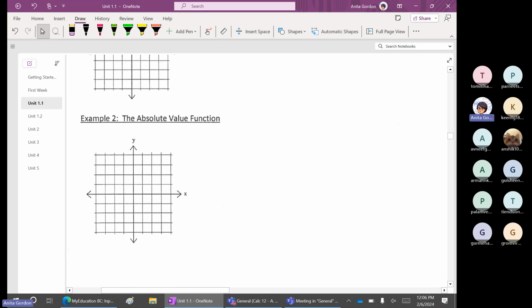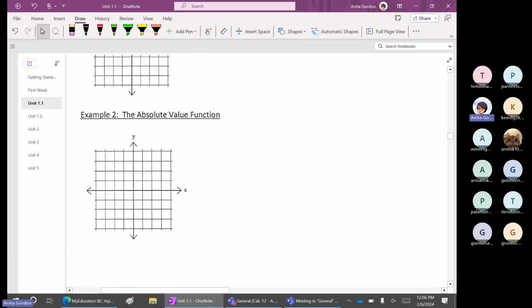Let's take a look at an absolute value function. So, an absolute value function, what does it look like? Do you remember? Yes. What does the equation look like? Big brackets. All right. And yes, you're right. It does look like a V.